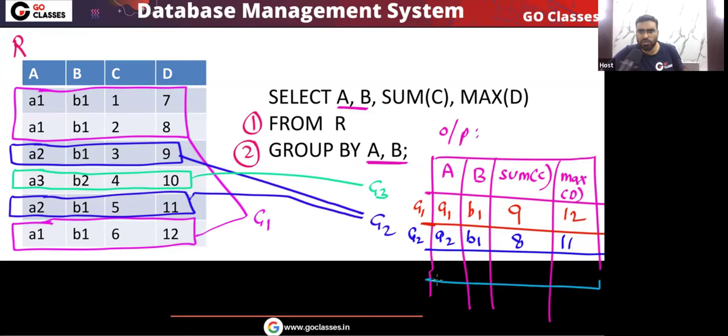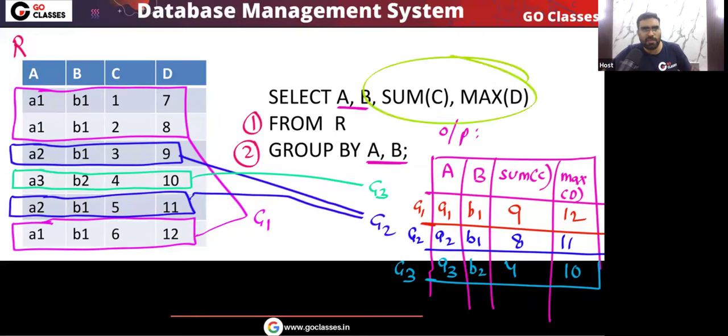Finally, you tell me about the last group, that is G3. Okay, so the value is A3, B2. The sum of C is 4. And max of D is 10. So you can see the aggregation is happening group wise. For every group, aggregation is happening. So this is your final output. Output has three tuples. Okay, yes or no? This is the final output. So number of tuples.